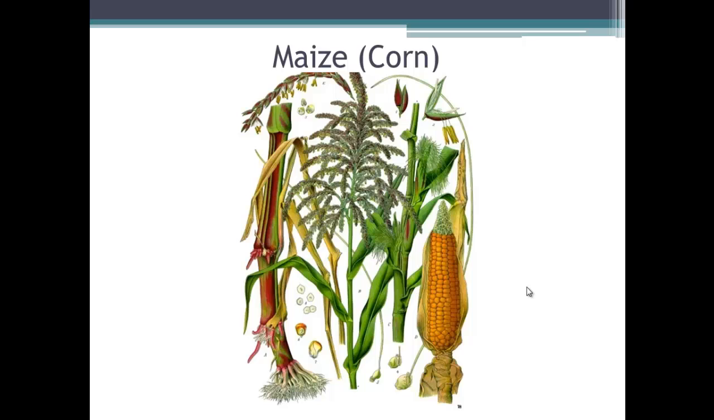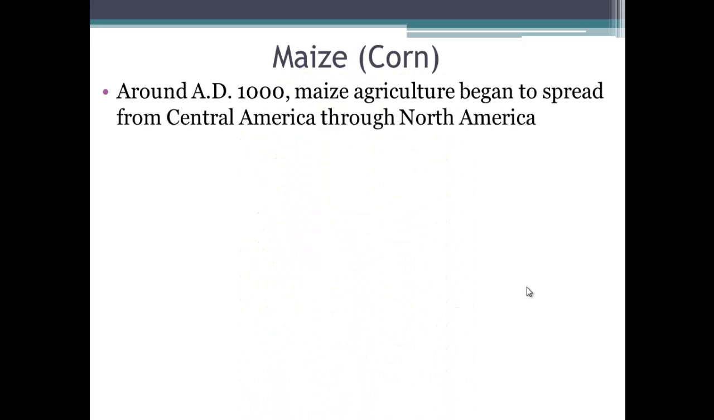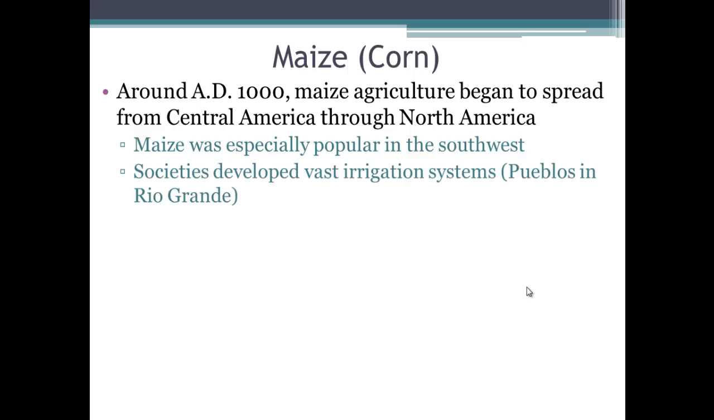When we're talking about Native Americans prior to and even after the arrival of Columbus, we're going to focus on one word, and that is maize, which is corn. Around AD 1000, maize agriculture began to spread from Central America throughout North America, especially in the Southwest, like present day Arizona and New Mexico. Societies developed vast irrigation systems to transport water to help grow this maize in the Southwest. You're going to think of a group called the Pueblos, which we'll talk about in period 2, and they developed along the Rio Grande.